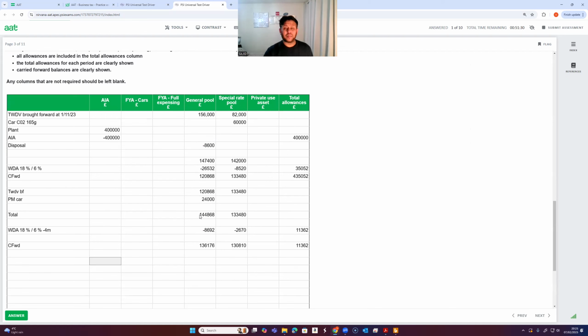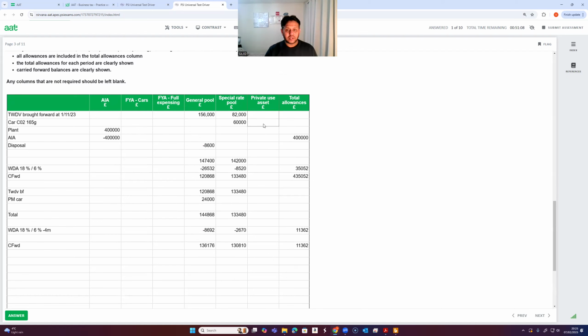This question looks big, but if you practice little bit, only few things you have to remember. One thing is very important. You need to remember if there is a sold car for the FYA, do not do anything because this car already claimed 100% FYA before. So if you only see the disposal, don't do anything.